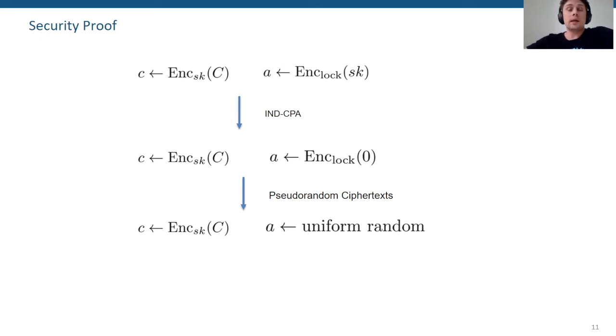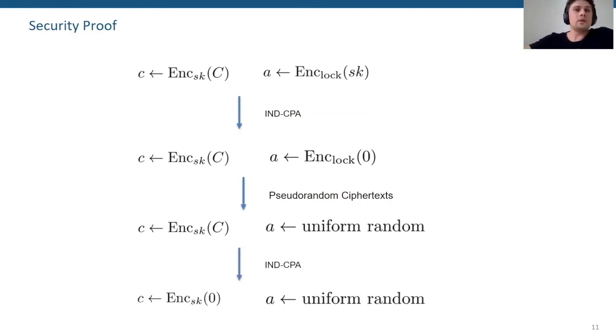The problem is that from CPA security, we cannot get rid of the lock. CPA security doesn't say anything about whether we can distinguish an encryption under one secret key from an encryption under another secret key. So we have to do this assuming pseudo-random ciphertext.